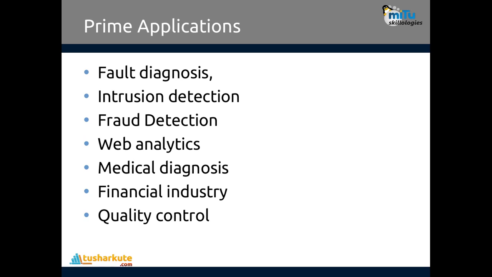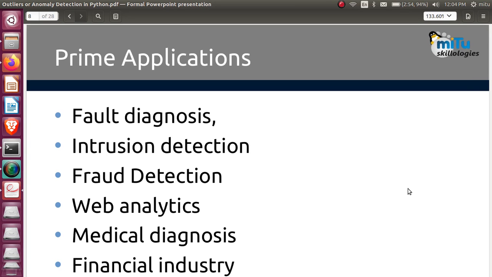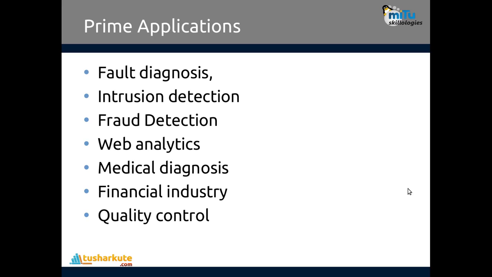What are the applications where we can use the outliers? Outliers are used in fault diagnosis. Why the fault has occurred and what's the reason behind this particular fault? These diagnosis operations are possible with the help of outlier detection techniques. Intrusion detection, something like network intrusions. So intrusions that are there can be detected with the help of these outlier detection techniques.